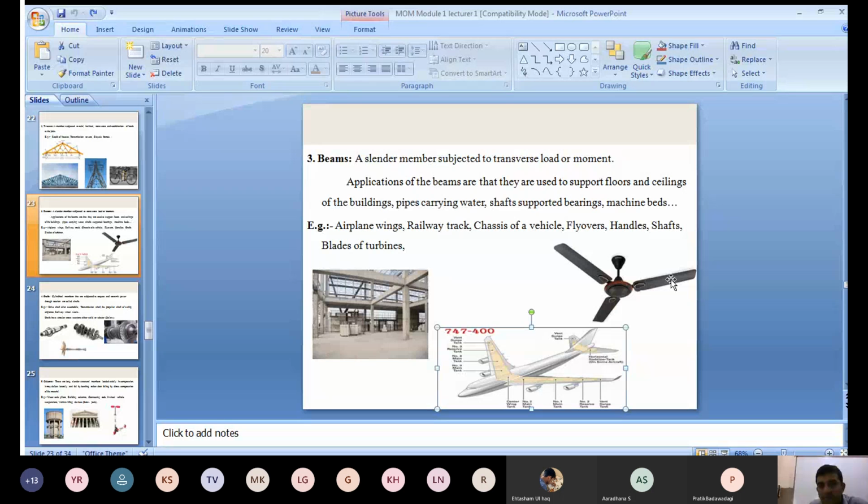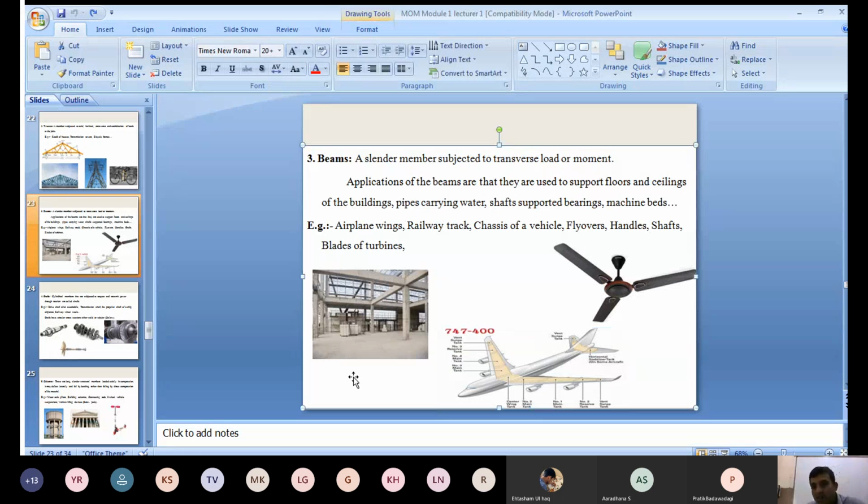Similarly, the wings of a fan, the blades of a fan, or the blades of any turbine you can take. Those all come under beams, right? Any doubt regarding this topic? Bars, trusses, beams. Now some of the examples. Yes, any doubt? No, sir. Okay, some of the examples for beams are aeroplane wings, railway track.